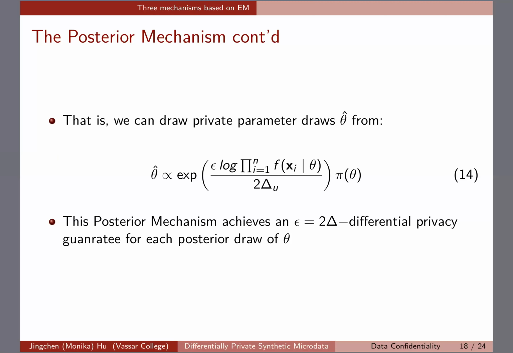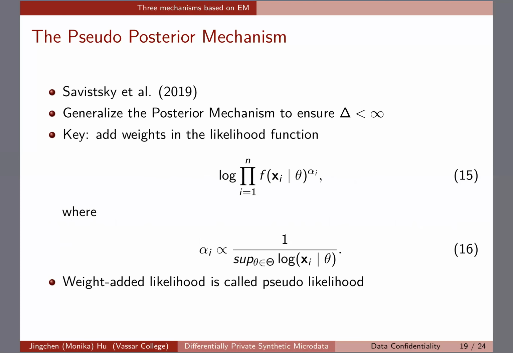The third one is the one that I worked on with some collaborators. We are trying to generalize the posterior mechanism to ensure that the Lipschitz bound delta is bounded, that it is not infinity, it's less than infinity. The way that we did it is to add weights in the likelihood function. Equation 15, as you can see, is still the log likelihood, but it's not the exact likelihood because we put a weight in the exponential function.